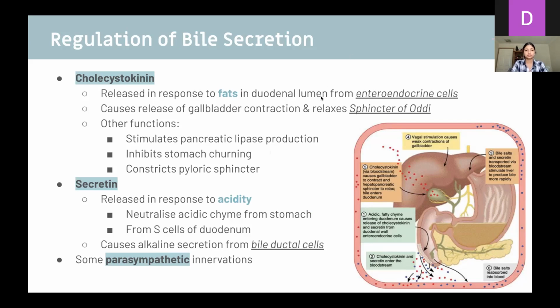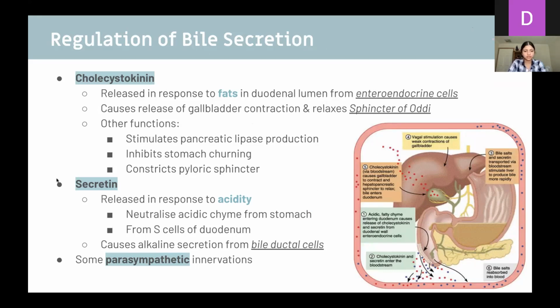And this causes release of the bile, which is stored in the gallbladder. This is done by contraction of the gallbladder. And the bile comes out through the sphincter, which is kind of like here. But can you guys all see my mouse when I move it around? Yeah, we can. Oh, perfect. Yeah, so it comes out of there, and what CCK does is basically relax that. It also stimulates your pancreatic lipase production, inhibits your stomach churning, and constricts the pyloric sphincter, which is here.